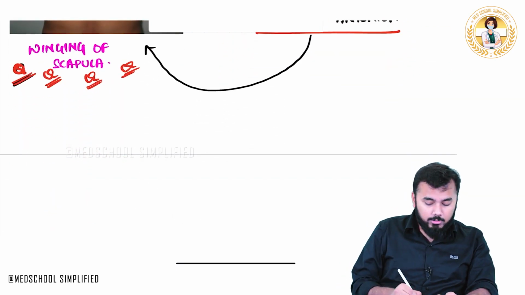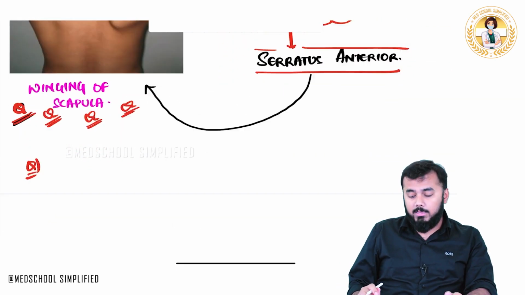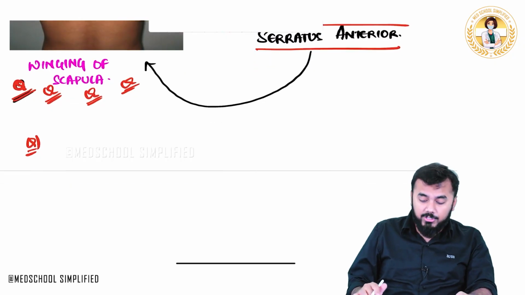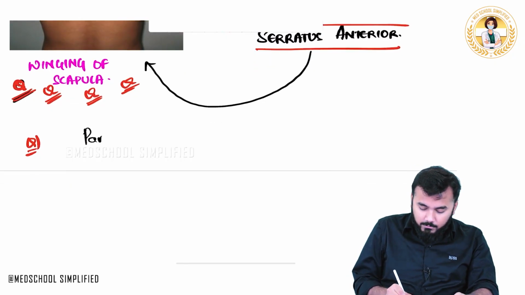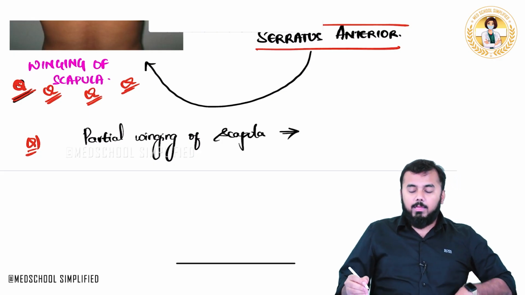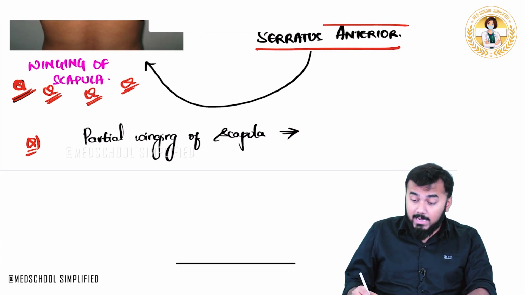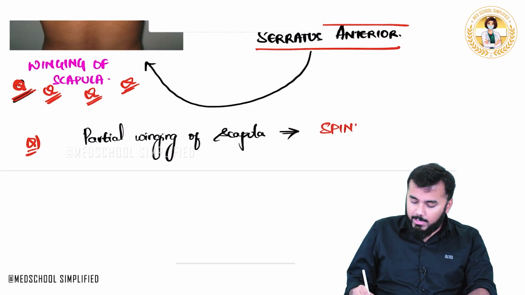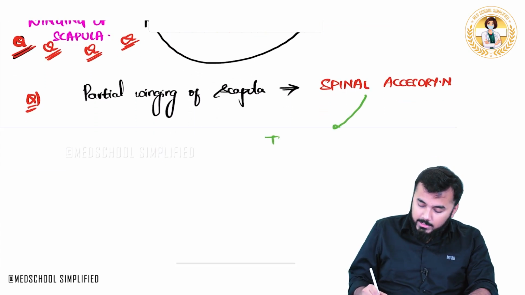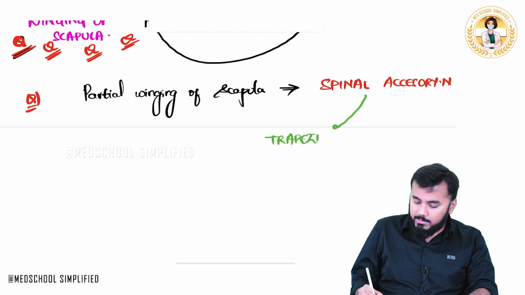Now nowadays another question also is been asked. You know what is that? Winging of scapula is long thoracic nerve, but partial winging of scapula is by which nerve? That is very important. Partial winging of scapula is because of a nerve called as spinal accessory nerve. And where does the spinal accessory nerve innervate? It innervates your trapezius muscle.